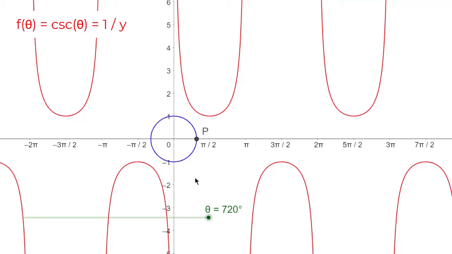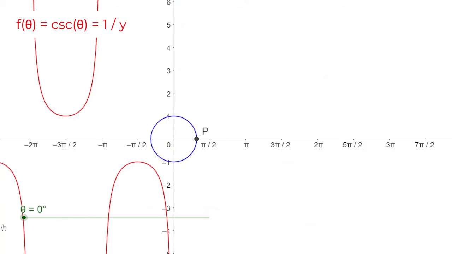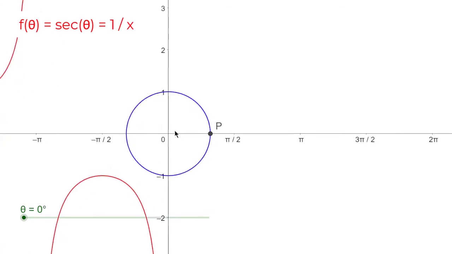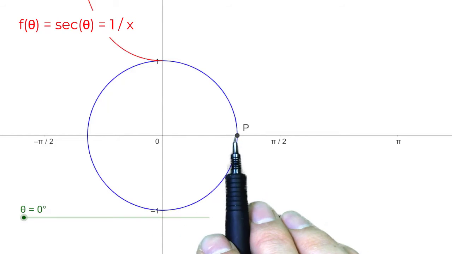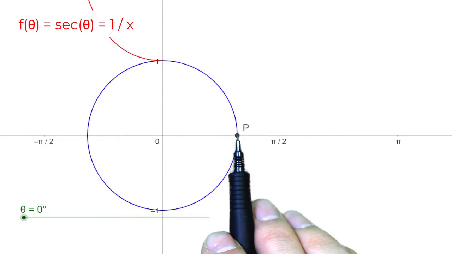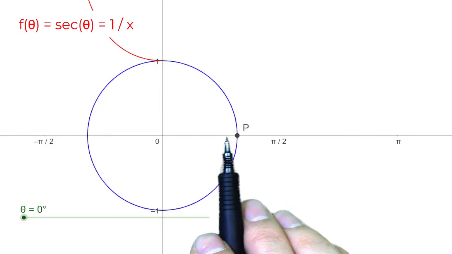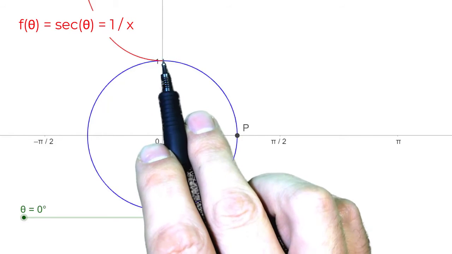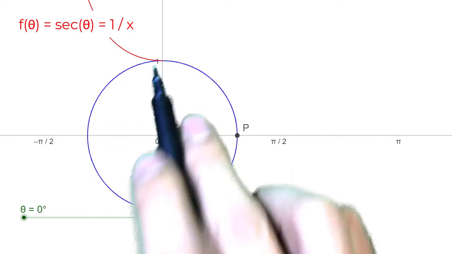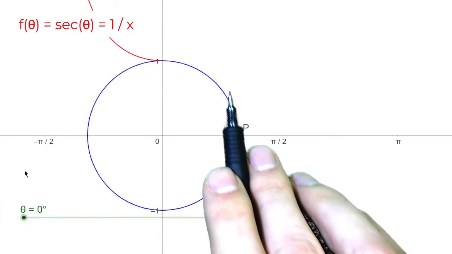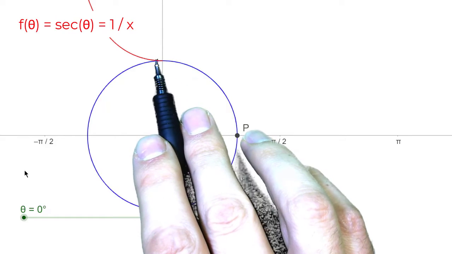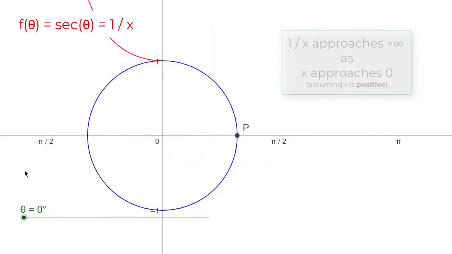All right, now let's rewind all this, zoom back in, and take a look at the secant function. The secant function, we can already see the left part of it, is 1 over the x-coordinate. Now right now the x-coordinate is 1, and so the value of the secant function is 1 over 1, and we can see that's where the graph is. It is coming down to 1. And as I increase this angle, what's going to happen? Well, the x-coordinate is going to decrease to 0, and so 1 over that is going to increase to infinity.